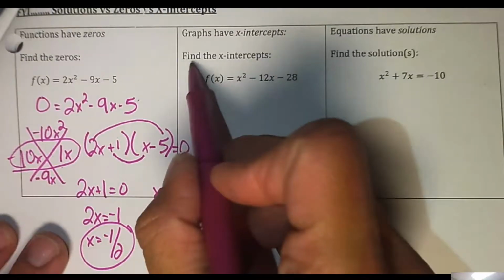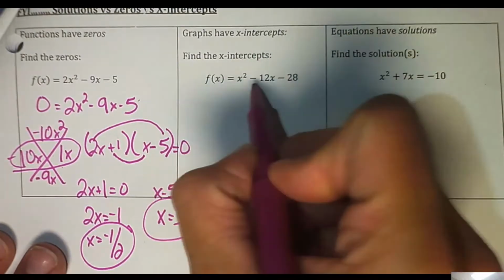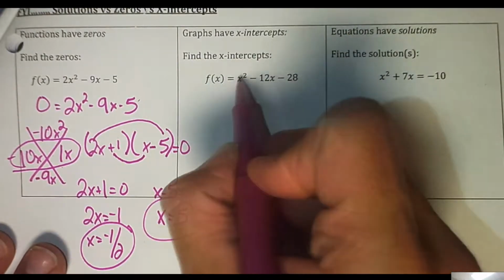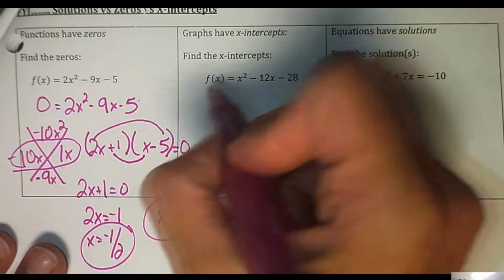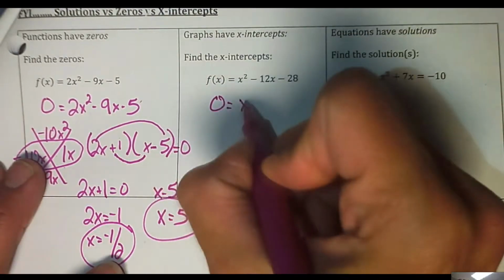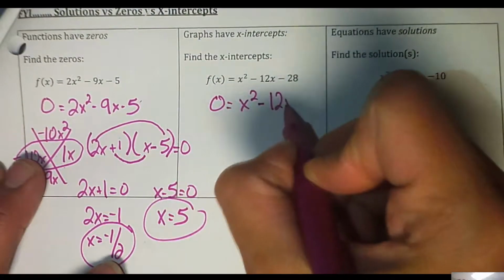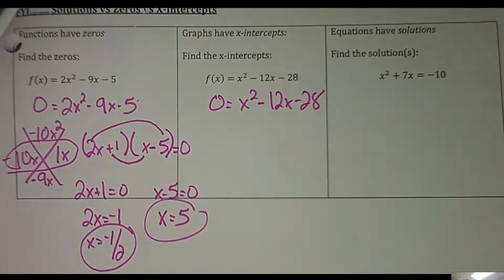So if I ever ask you to find the x-intercepts, I want you to tell me the x's that, if you do the math, will make f of x, which is y, equal to 0. So again, it's the same thing, all right?